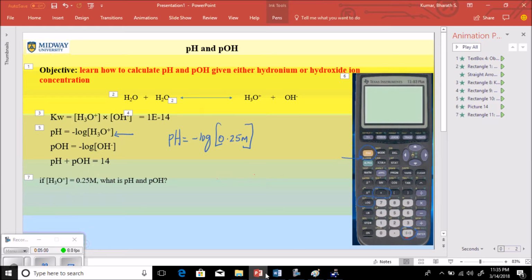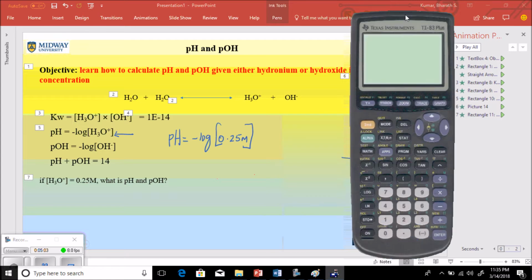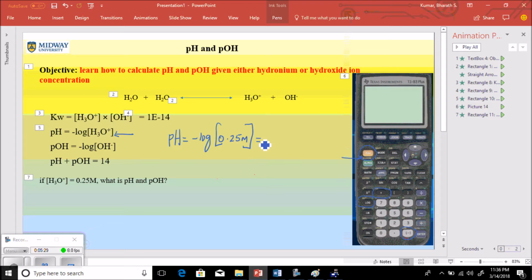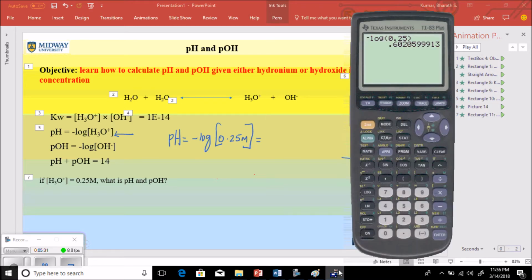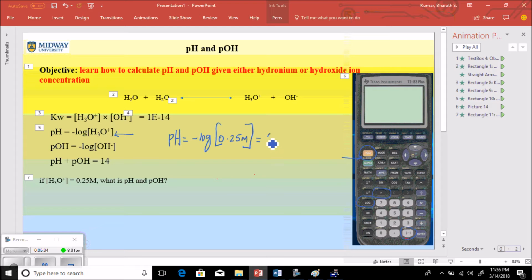Now let's bring our calculator back on the screen. All I have to do is, you can see my mouse pointer, I click on this negative. I have to first turn it on. Negative log, and then enter 0.25. Close the bracket, even if you don't, it'll work. There you go. So pH is 0.60. At least 2 decimal places would work.